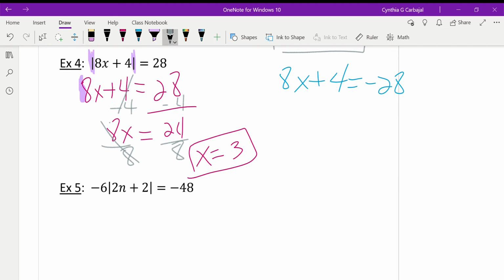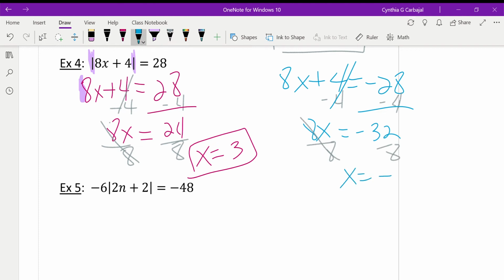Alright, next equation, same thing, subtract the 4, subtract the 4. So that gives me 8x equals, be careful, these are negatives, so same sign, we'll keep the sign. Divide by 8, divide by 8, x equals negative 4. Okay, so there are two answers and you can always plug them back in place of x over here and try them out.